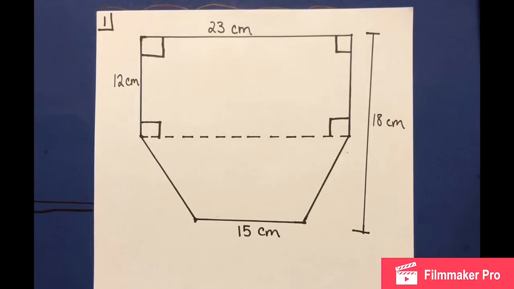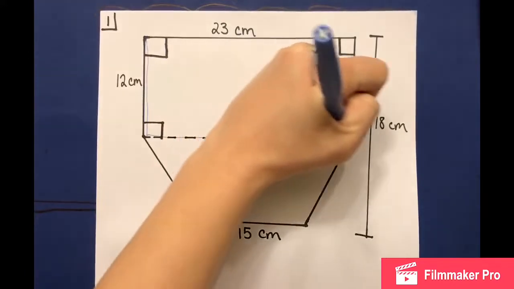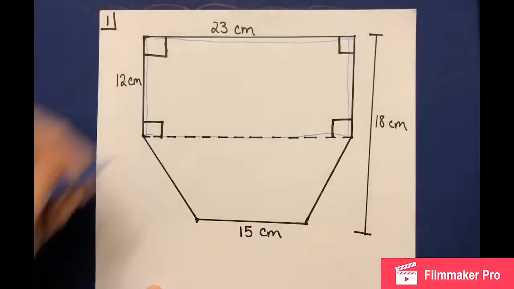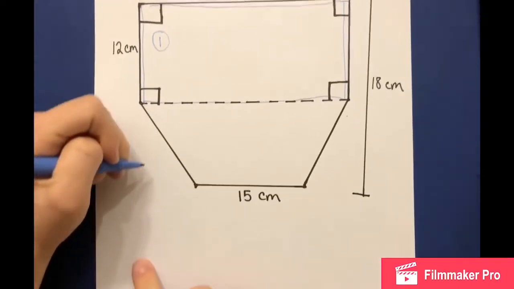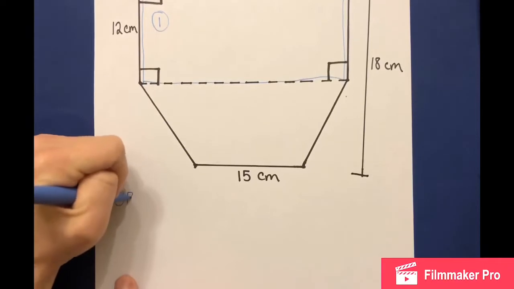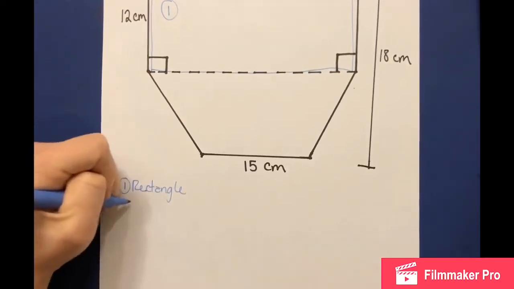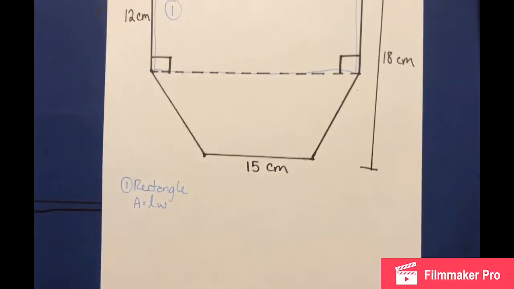So looking at the first practice problem, what you're gonna do is split this into smaller shapes. So you're gonna find whatever shapes you got. For right now, I'm gonna look at the blue one. I'm gonna say this is shape number 1, and shape number 1 is a rectangle. And it's a rectangle, so I'm gonna say the area is equal to length times width, okay?